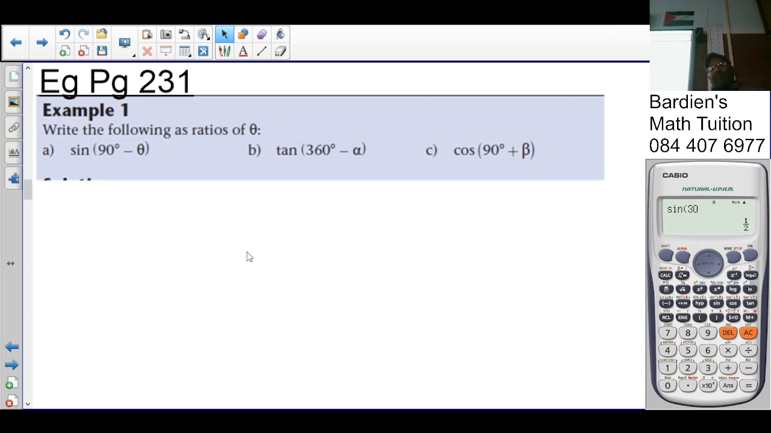Alright, so in example 1, the question says, write the following as a ratio of theta. I'm sure you guys can do this. Right, do this quickly.